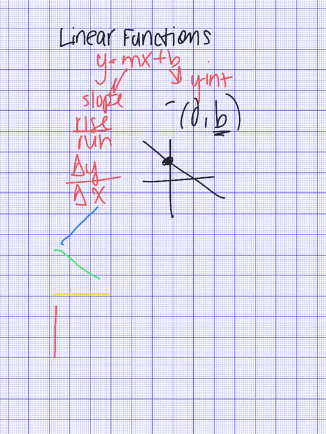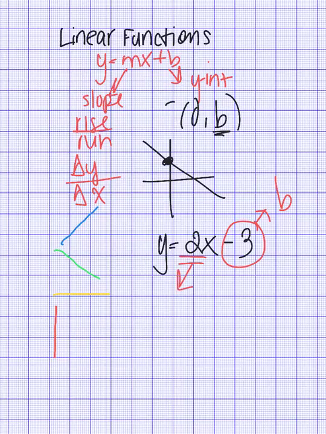Looking at an example equation, y equals 2x, let's say minus 3. Which one is the slope and which one is the y-intercept? The constant, the one without the variable, is your y-intercept, that's your b. The number that's the coefficient of x is your slope. So that is your m, or you could just write slope.